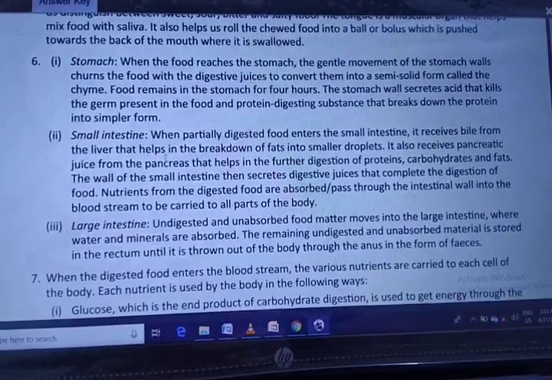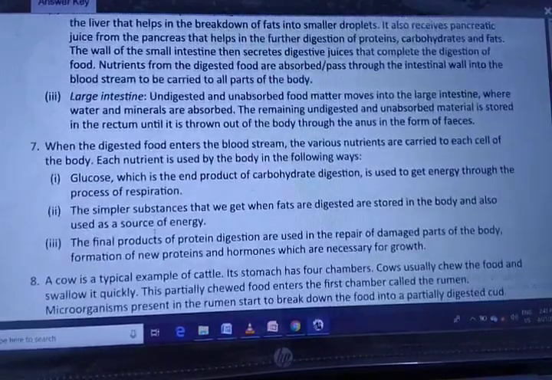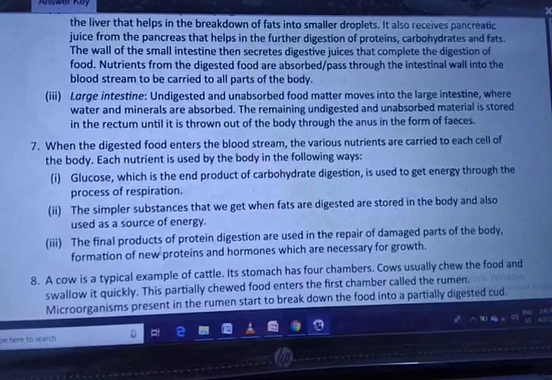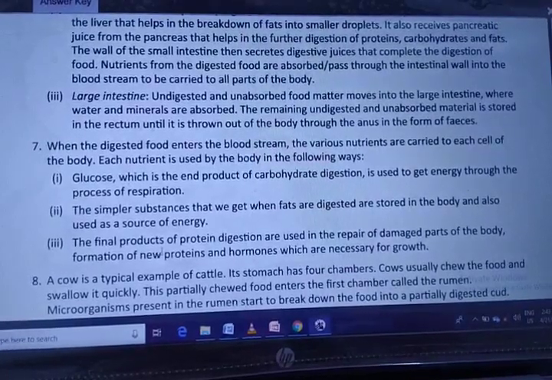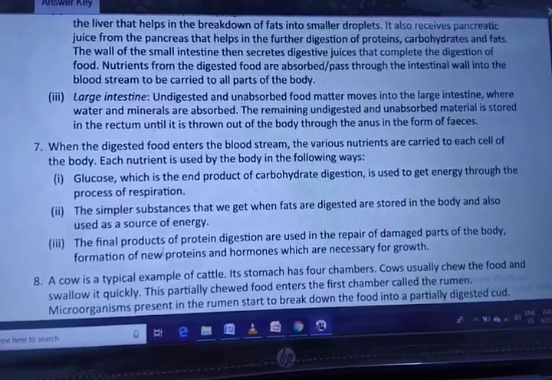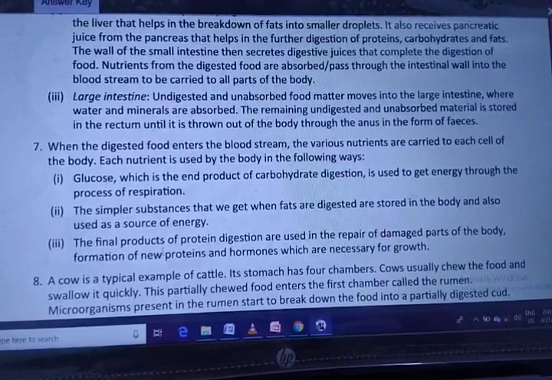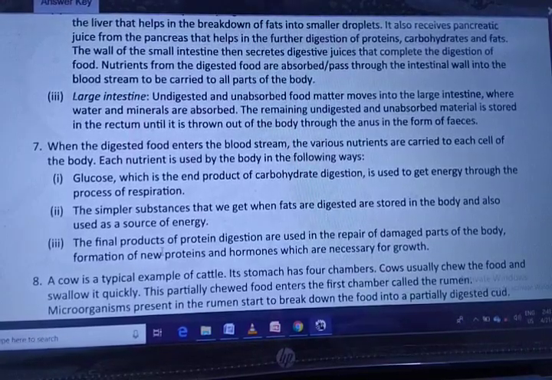Now the last, large intestine. Undigested and unabsorbed food matter moves into the large intestine where water and minerals are absorbed. The remaining undigested and unabsorbed material is stored in the rectum until it is thrown out of the body through the anus in the form of feces.